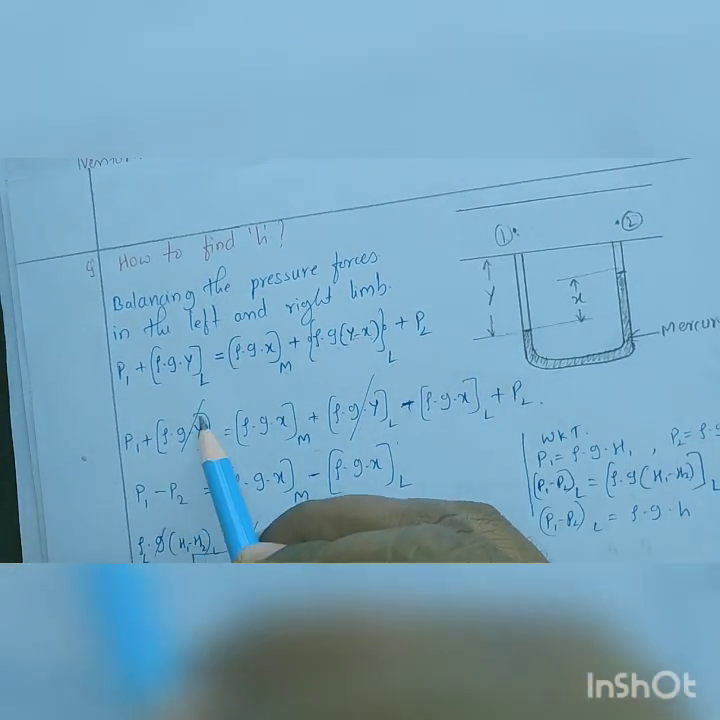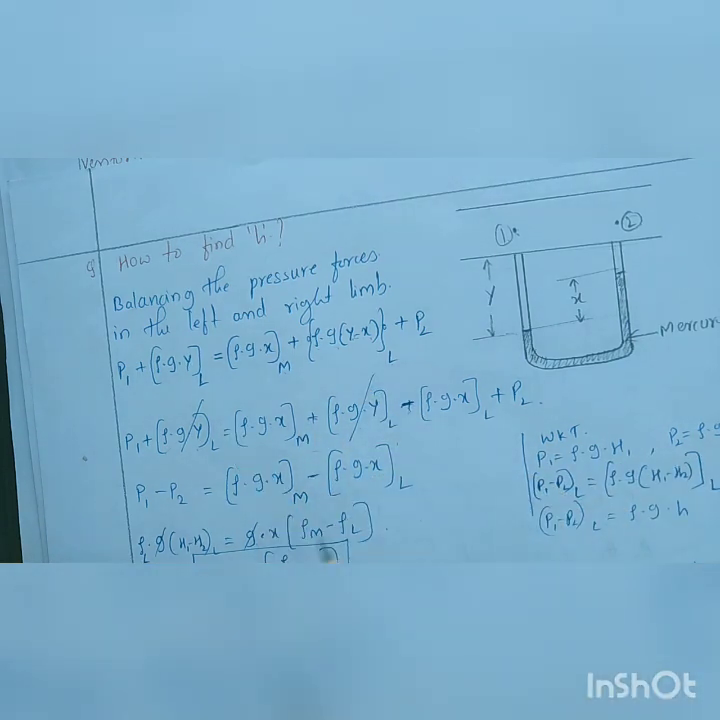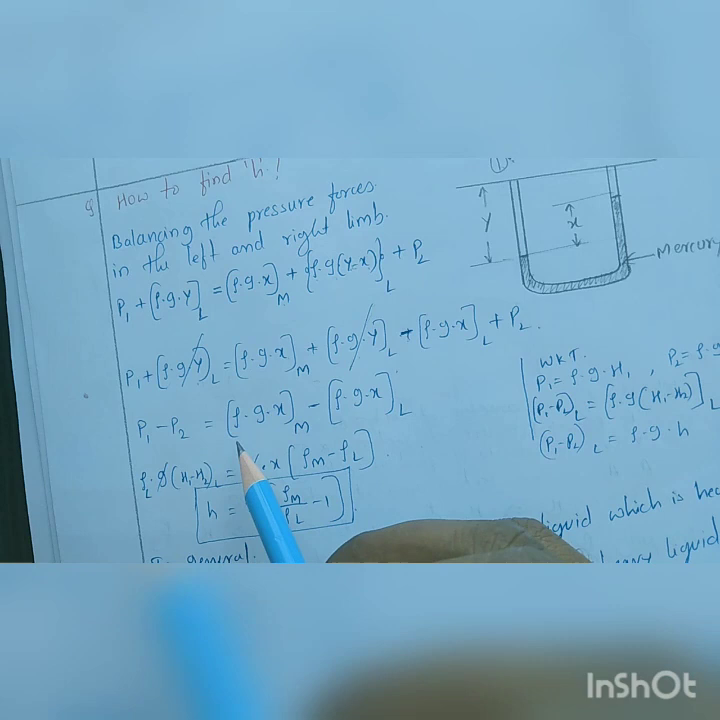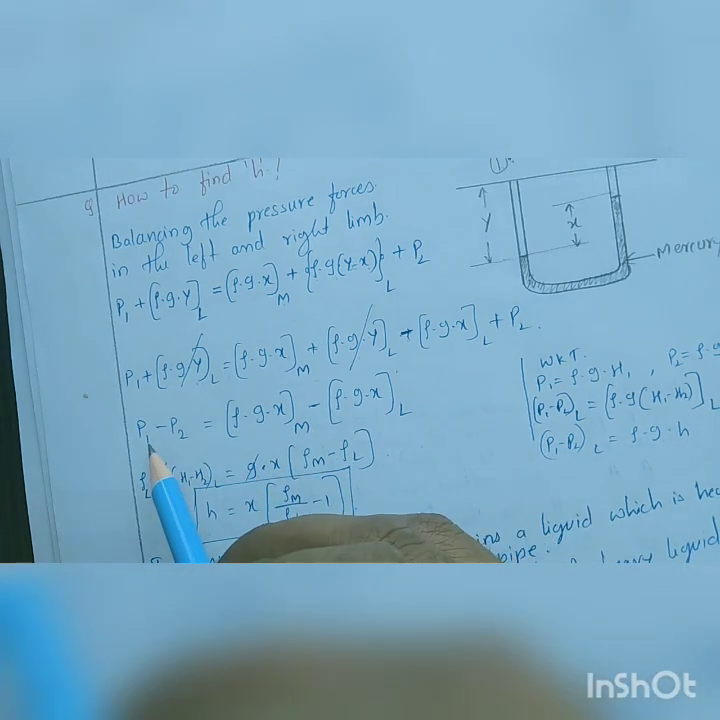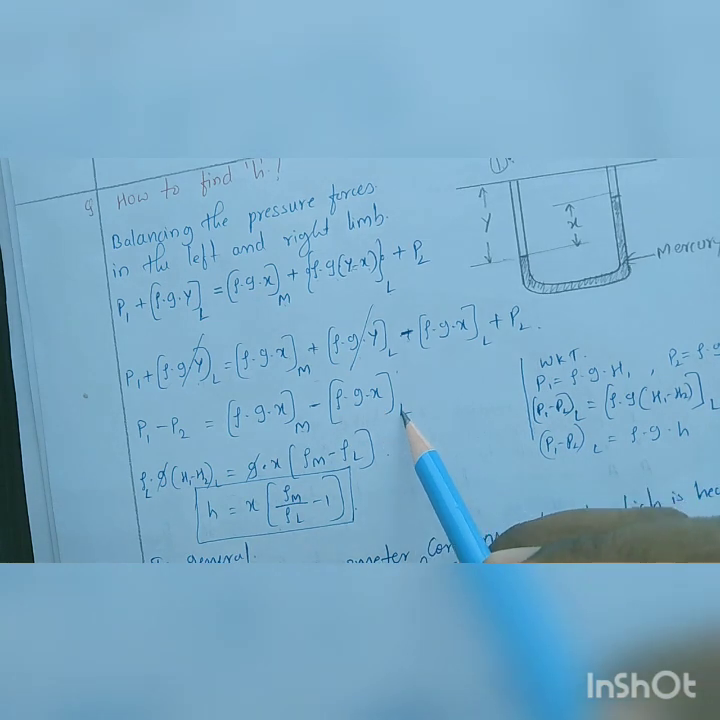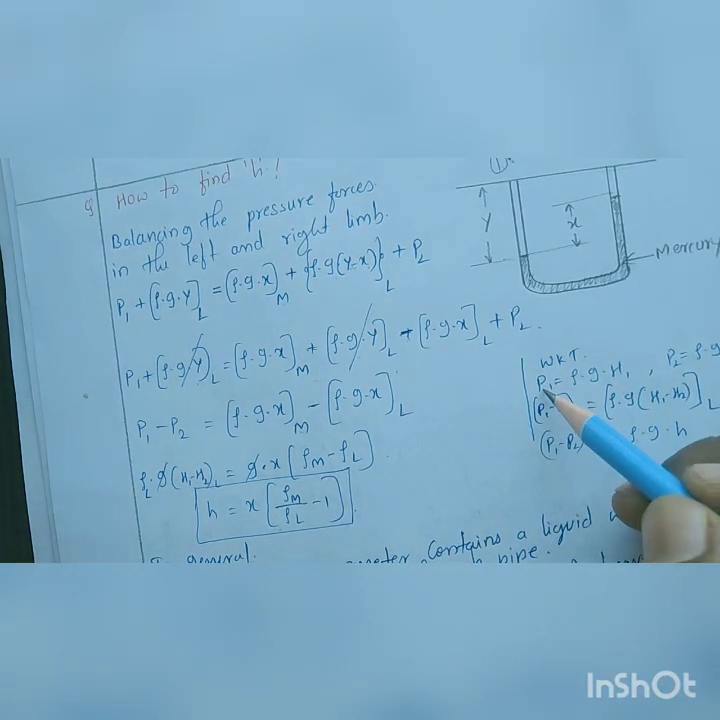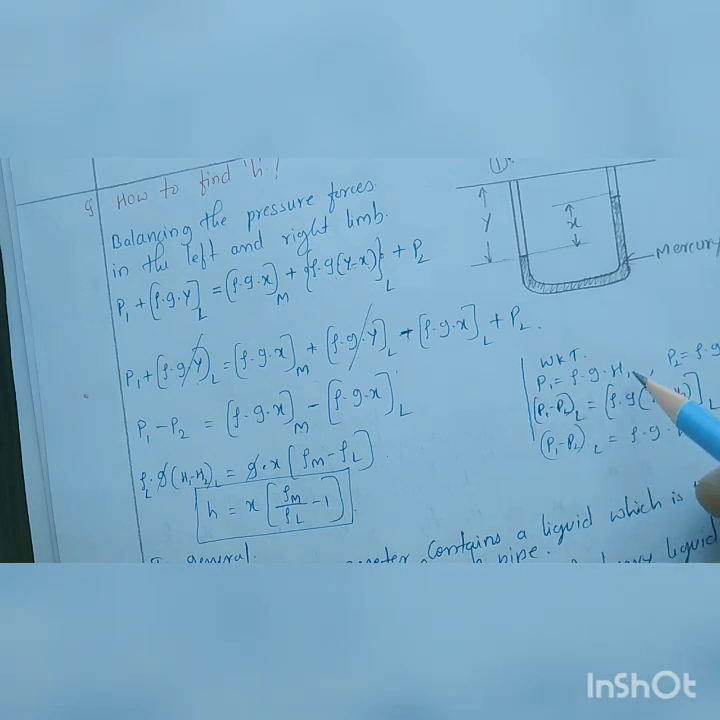So I have rho g y for liquid on both the sides, so it gets cancelled. So P1 minus P2, when you rearrange the terms, you get rho g x for mercury minus rho g x for liquid. Okay, so you know pressure P1 is equal to rho g h1, P2 is equal to rho g h2. So P1 minus P2 I can write as rho g of (h1 minus h2).